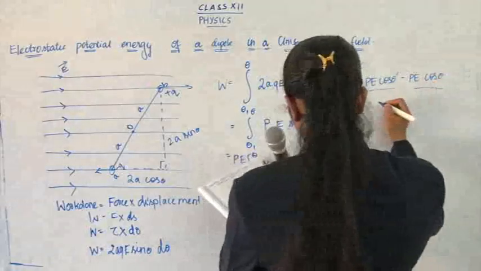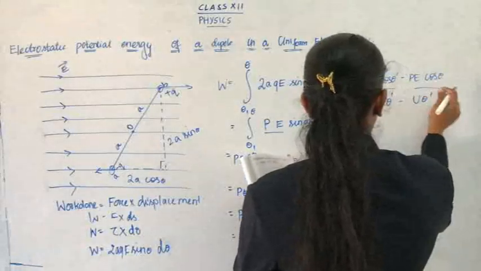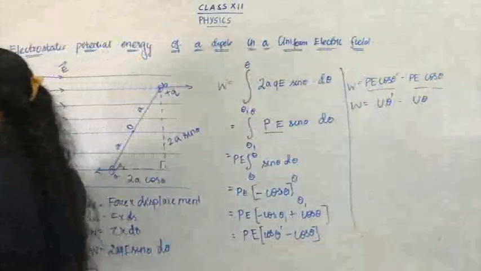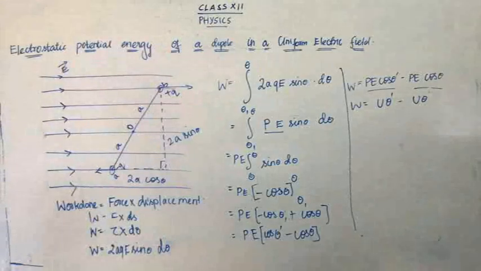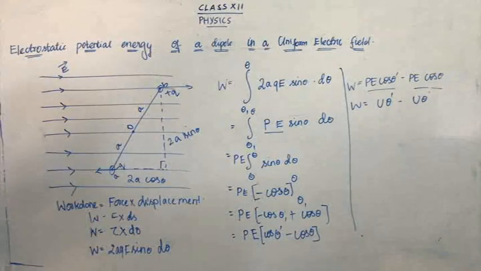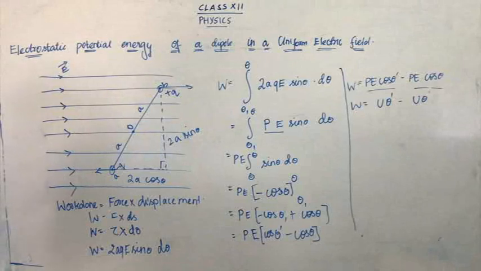This is denoted as U theta minus U theta dash, or U theta dash minus U theta. So it depends upon the work done. I already told that theta equal to 90 degrees means maximum torque. So if there is a maximum torque, then there is a minimum potential energy. If there is a minimum torque, then there is a maximum potential energy.